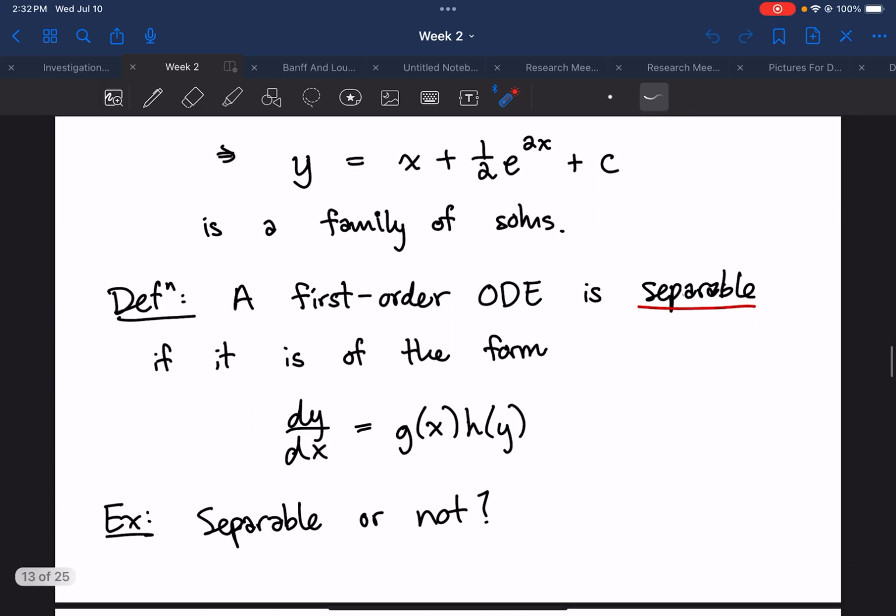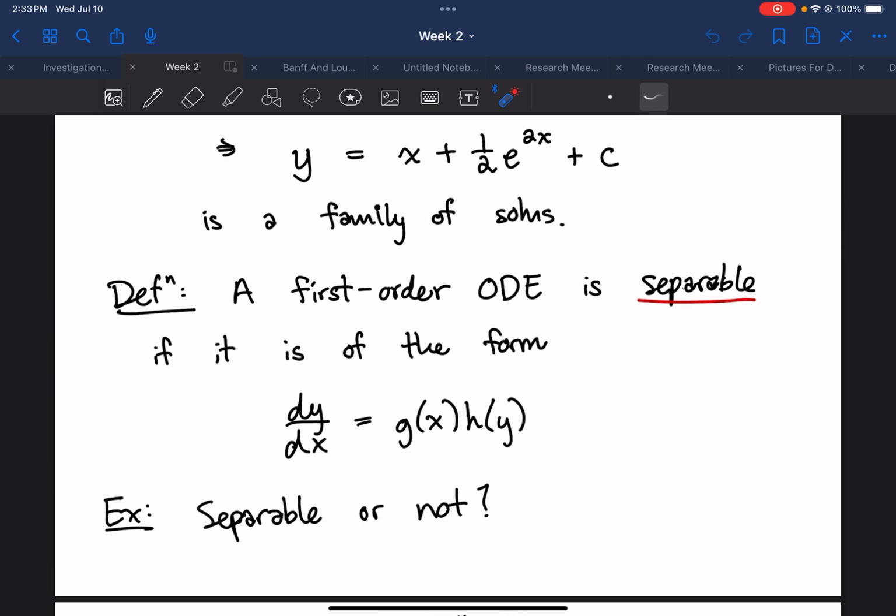But in general, a first-order differential equation is separable if it has this exact form. Dy dx equals some function of x multiplied by some function of y. It's very important that they're multiplied together. Again, I'll say it one more time. Dy dx equals g of x, some function of x, times some function of only y's. Let's just look at some examples and see if these things are separable or not.